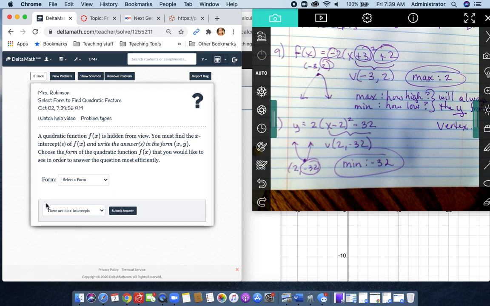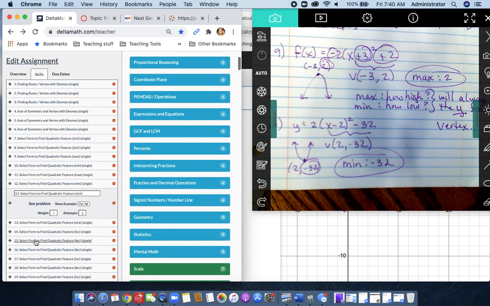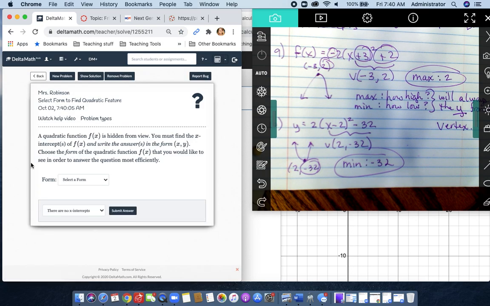So hopefully you paused the video and completed the next two problems. Now we are looking at problem 13. It says a quadratic function is hidden from view. You must find the x-intercepts. So what form are we going to use? Look at your notes.